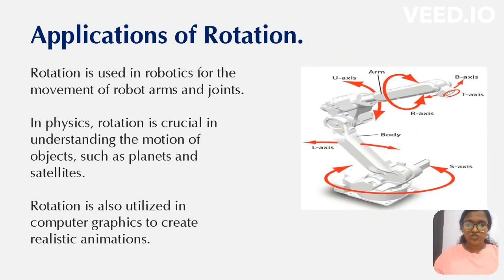So, applications of rotation. Rotation is used in robotics for the movement of robot arms and joints. In physics, rotation is crucial in understanding the motion of objects such as planets and satellites. Rotation is also utilized in computer graphics to create realistic animations. Rotation also has application in various other fields.